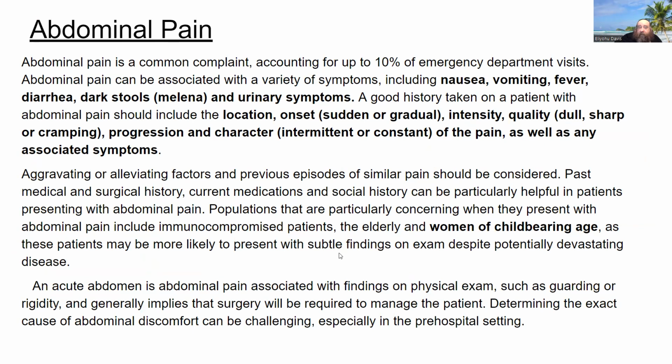All right. Abdominal pain, common complaint, 10% of emergency department visits. That's a lot, right? Abdominal pain can be associated with nausea, vomiting, fever, diarrhea, dark stools, known as melena, and urinary symptoms. So lots of things. Good history should include the location, the onset, if it was sudden or gradual, intensity, quality, right? That means describing the pain, progression, where did it start and where has it gone to? And if it's intermittent or if it's constant, right? You know, the type of the pain, as well as any associated symptoms. So there's so much that you need to really find out from the patient to get the best possible story that you can.